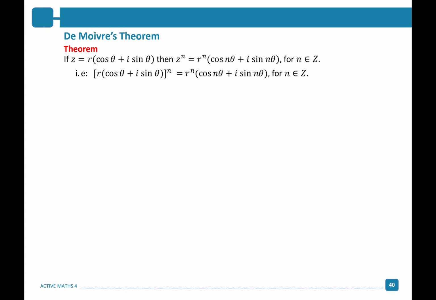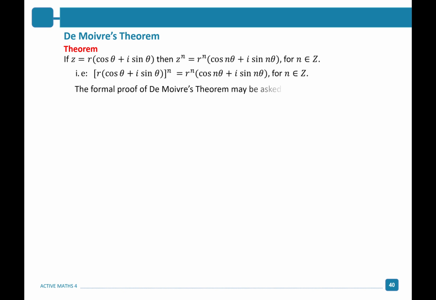i.e., if z, your complex number in polar form, is r times cos theta plus i sin theta, then z to the power of n, i.e. I'm raising my z to a certain power n, can be written as r to the power of n times cos n theta plus i sin n theta.